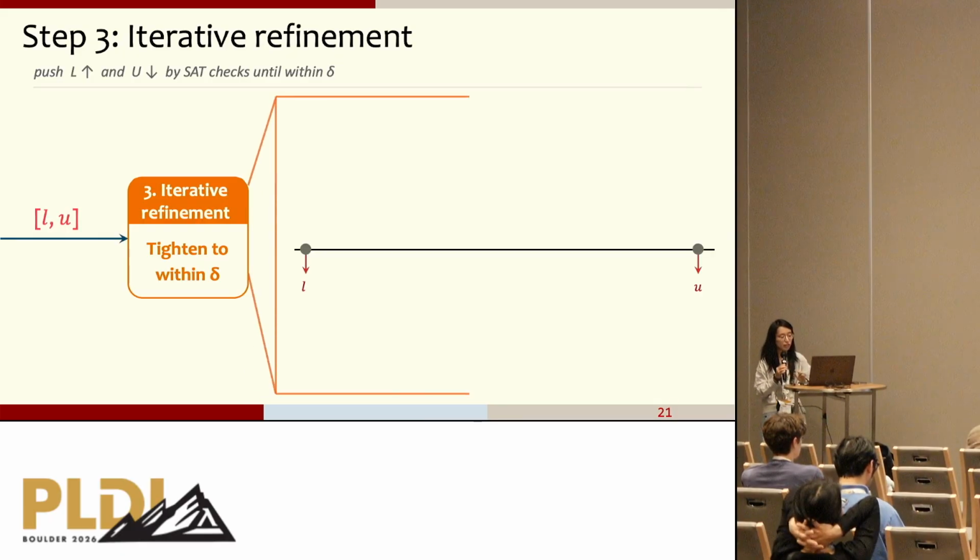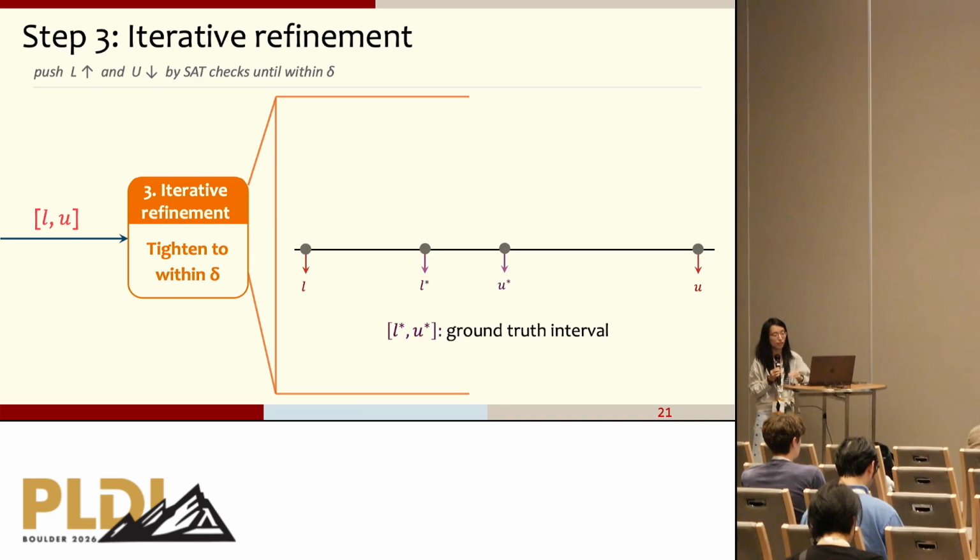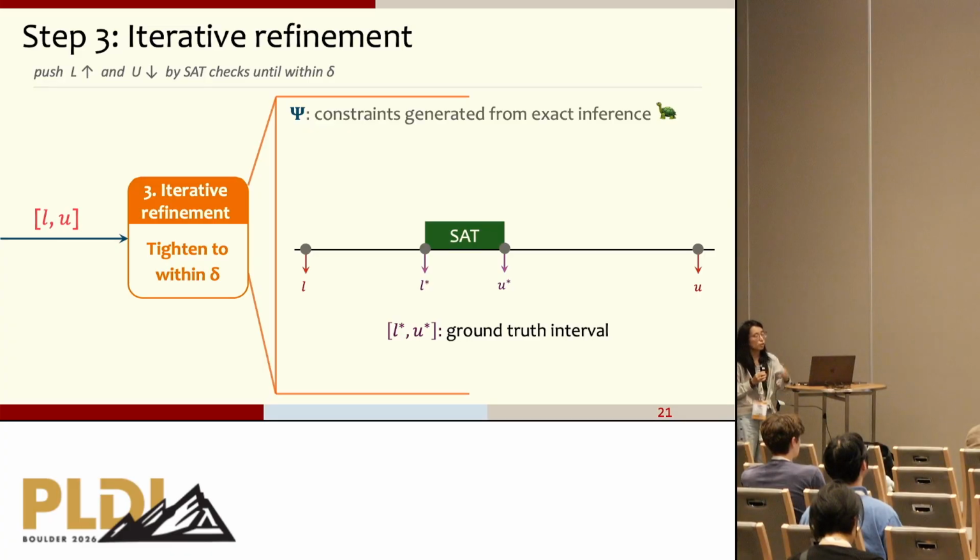We first take a look at the line here. There are two dots here representing the bound we computed from step 2. And then there are also L star and U star representing the ground truth interval. But they are unknown. We don't know where they are, but we only know they are inside L and U. So this region marked by the ground truth is actually a set region. This simply means that this region is jointly satisfiable with the constraints phi.